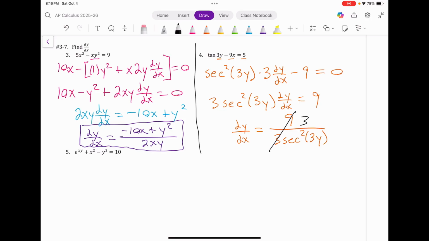And then we can make this not a fraction anymore, because we know the reciprocal of secant is cosine. So we can say dy dx equals 3 cosine squared of 3y. And that's a good answer.